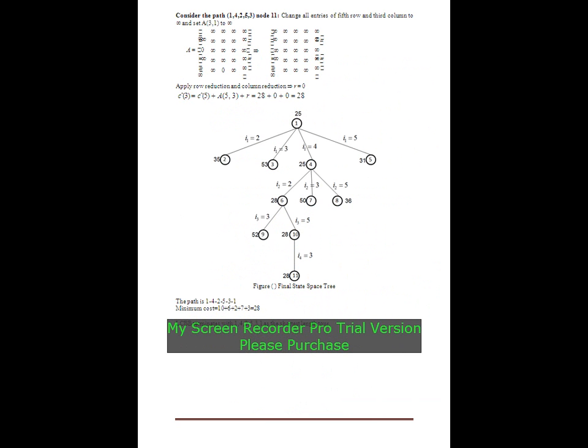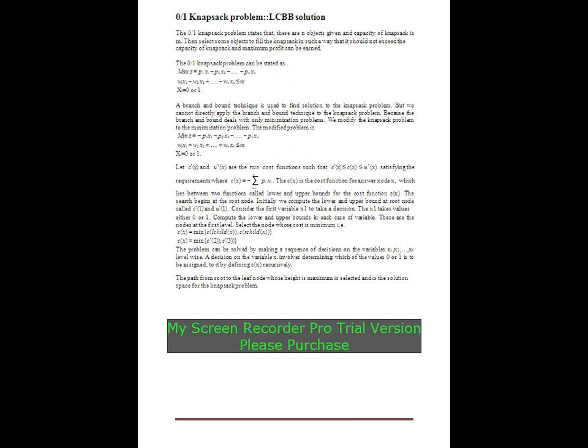And next, coming to the next problem, that is the 0-1 knapsack problem. This is also solved using two approaches, least cost search and FIFO based branch and bound. So first, how can we solve the 0-1 knapsack problem using least cost branch and bound? A 0-1 knapsack problem states that there are n objects given. Already we have gone through this problem in earlier methods, different types of approaches. So here also, how can we solve this using branch and bound, because this is an optimization problem. The 0-1 knapsack problem states that there are n objects given and the capacity of the knapsack is m.